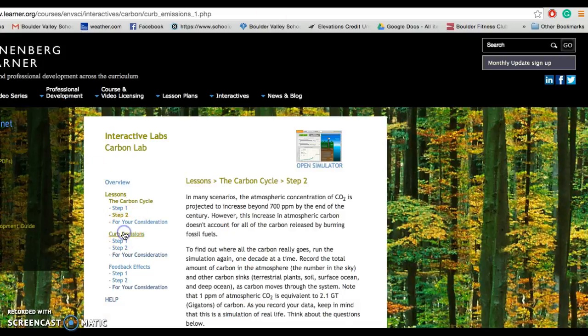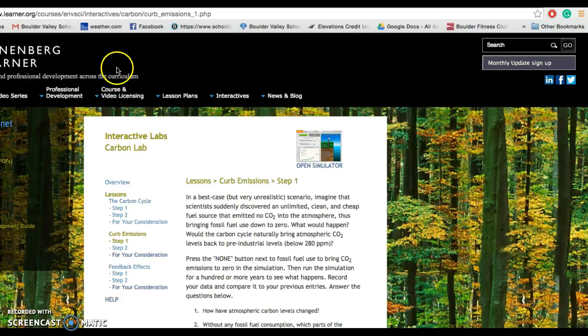Let's take a look at lesson 2. So in lesson 2, we're looking at the fact that we are basing that carbon data on current emission levels of about 2%. Actually, current emissions are a little higher than 2%. But what happens if scientists were able to discover some kind of clean, non-fossil fuel, non-CO2 emitting fuel source? So we're going to, it's very unrealistic, but say that happens.